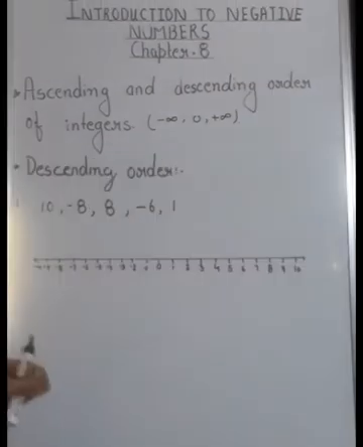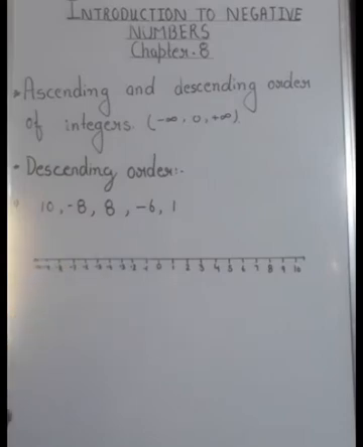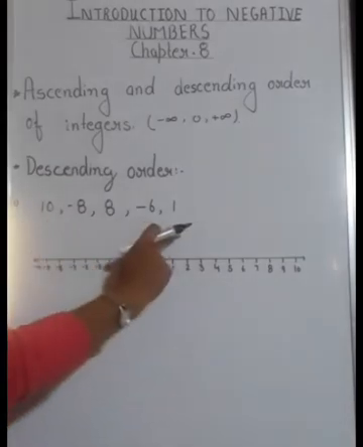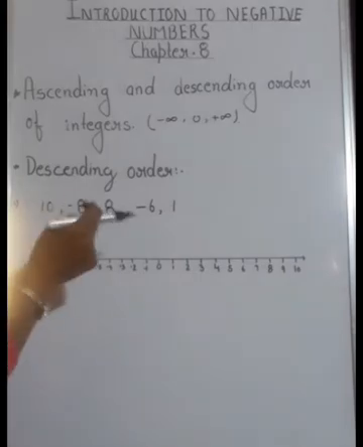Clear? Now next we will learn how to arrange them in descending order. Descending means greater to smaller. Okay. So here I have written some integers and I have drawn a number line. So first locate them on a number line.